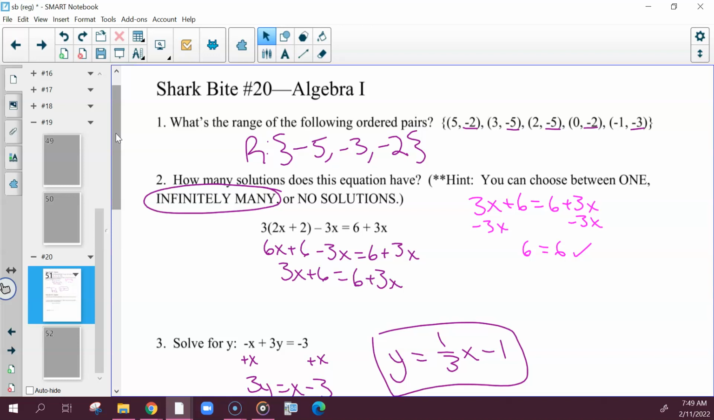As you look at all of your y values, some of them repeat. Remember when we list these out, we don't list the repeating ones. We just list least to greatest the numbers you have. So -5, -3, -2 would be your answer for number 1. If you have repeats, you get rid of those. Questions on number 1?